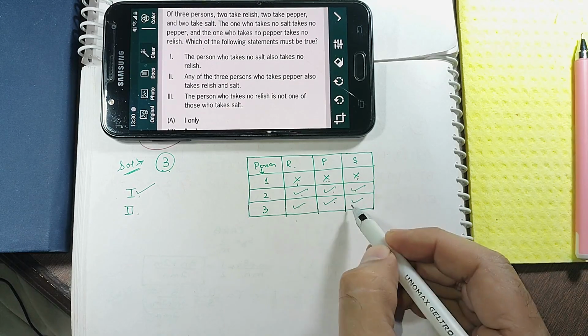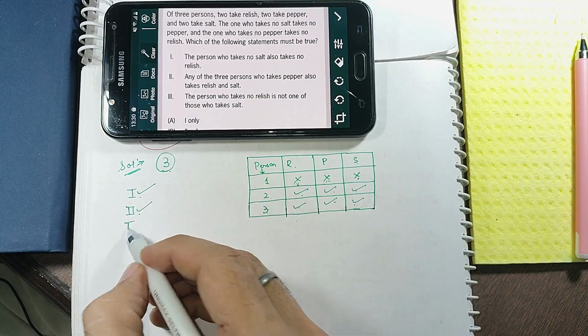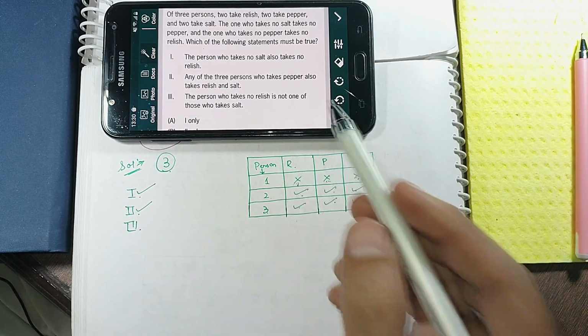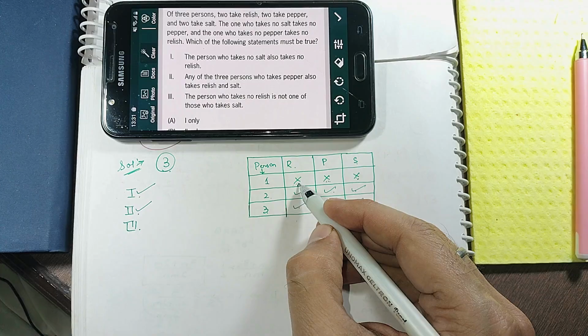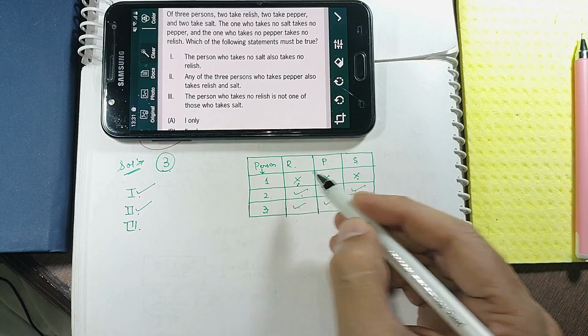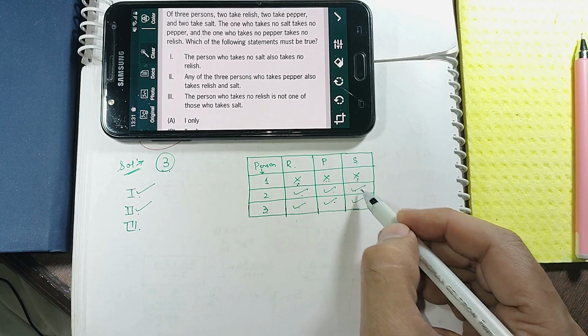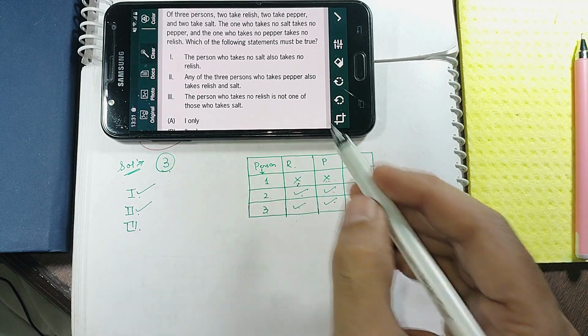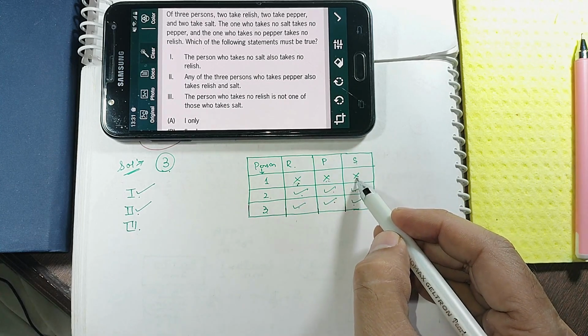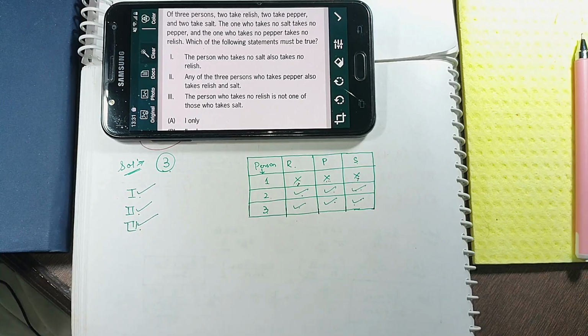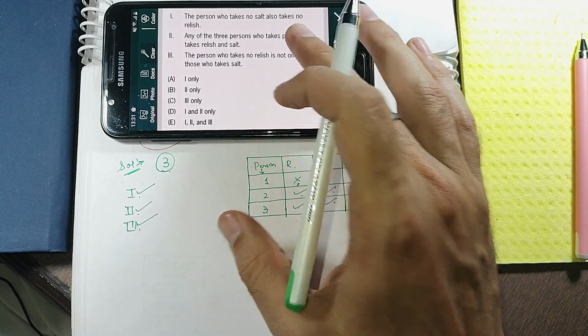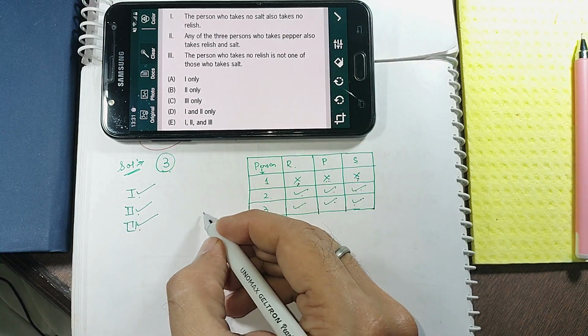So they are taking relish and salt also. So the second statement is also true. Now the third statement: the person who takes no relish, that is person 1, is not one of those who takes salt. The ones who take salt are person 2 and 3. So he is not the person taking salt and relish; he is not taking salt. So statement 3 is also correct. For this, all the 3 statements are true. So that is option number E.